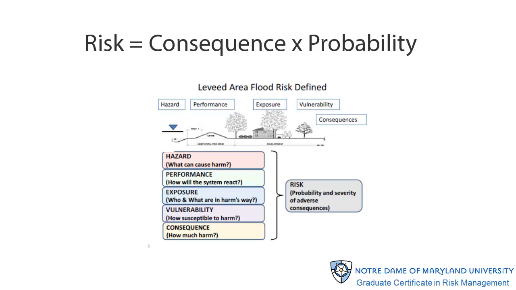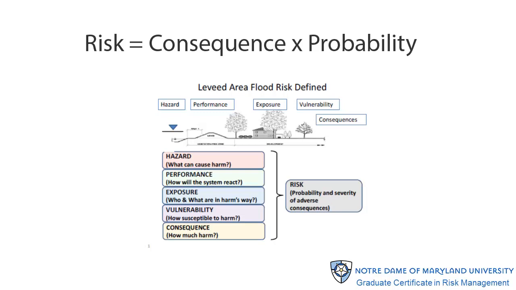Hazard is the thing that can cause harm. The figure shows it to be a flood flow. The performance of the levee system is the second concern. Will it perform as designed? Will it fail in some fashion, or perhaps be overtopped? Exposure refers to the people and property assets that may be harmed by a flood that results when a levee cannot provide the desired protection. Vulnerability is a measure of the people and property susceptibility to harm from the flood.